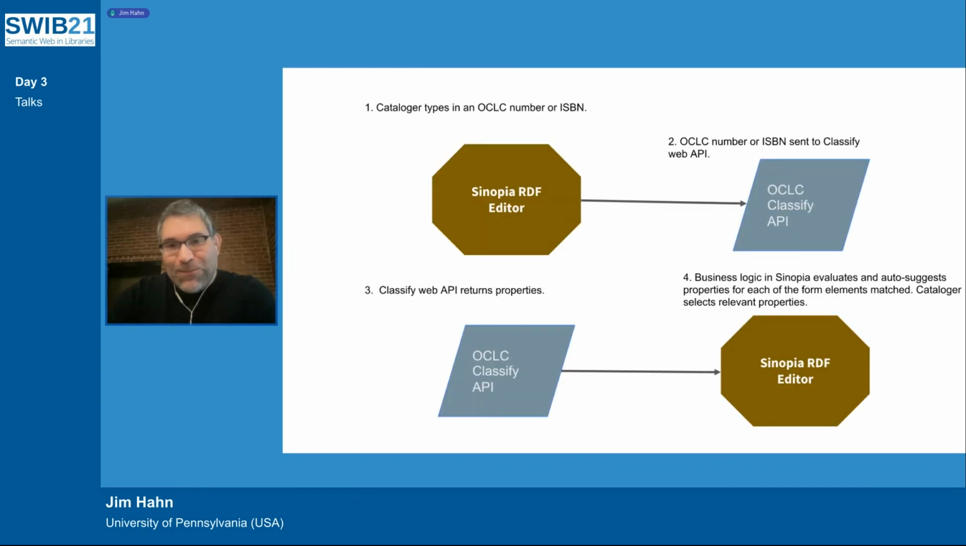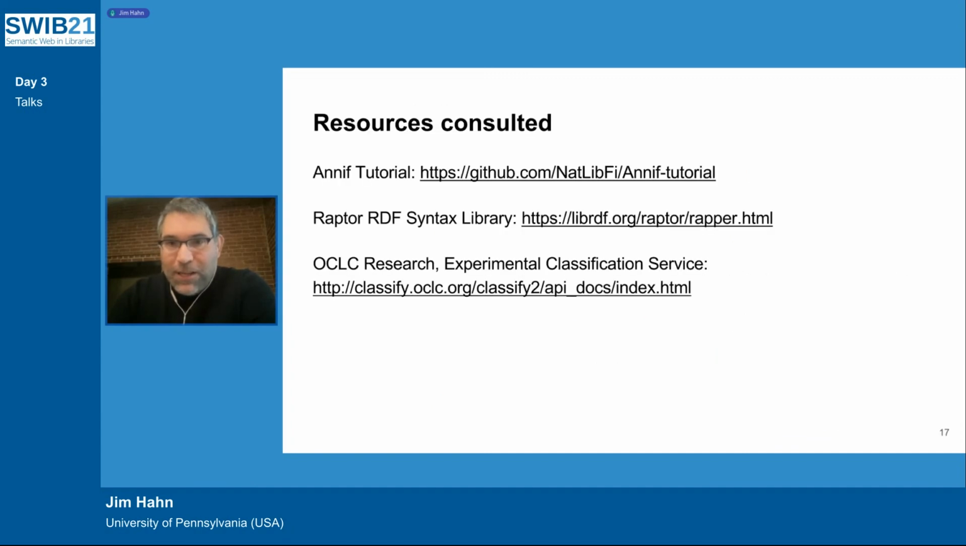So the data flow is very similar. This is a suggestion that I very recently provided to the service that might pull this in for the RDF editor, which is basically to take either your ISSN or ISBN and send that to the Classify Web API. It uses XML and returns XML, so you're going to parse that, and then the business logic again could evaluate which relevant parts you want to pull in, and again the cataloger selects the relevant properties.